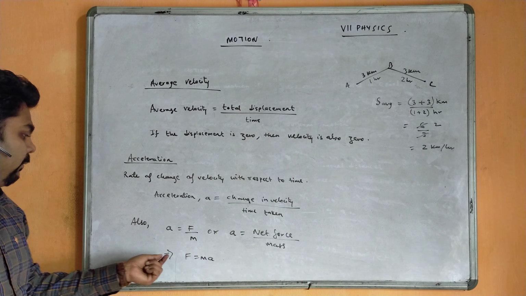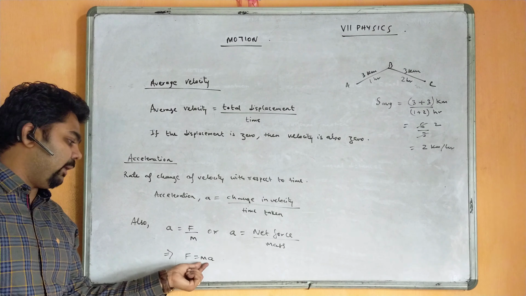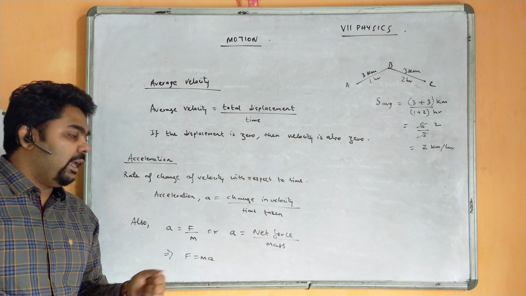So if you cross multiply, you will get the formula F equals ma, where m is mass and a is acceleration.